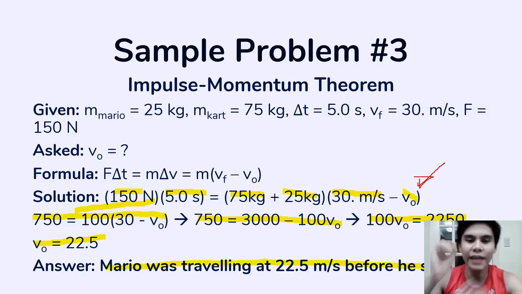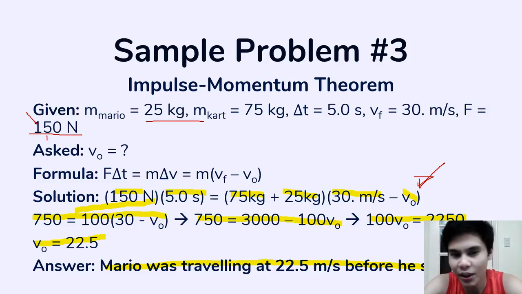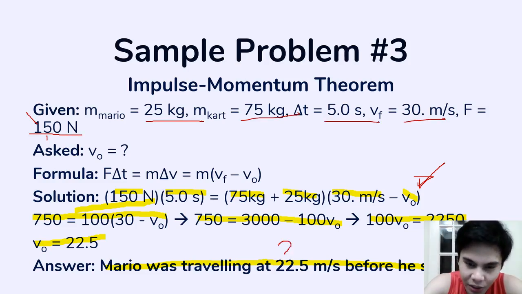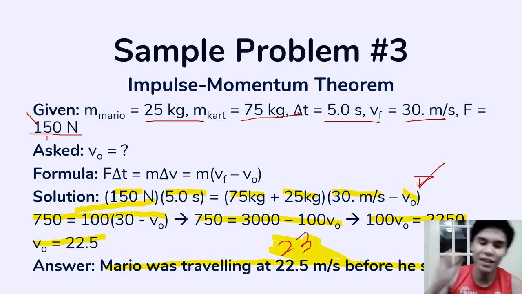But again, take note of your significant figures. If we look at your given, we have two significant figures for 150 newtons. Again, your 1 and your 5 are significant, but 0 is not. We have 2 here, 2 there, 2 there, and 2 there. So we should actually round this off to 23 meters per second, and that gives us our final answer, 23 meters per second. That was his initial velocity before he started speeding up.